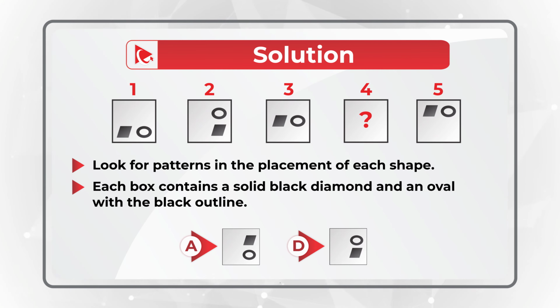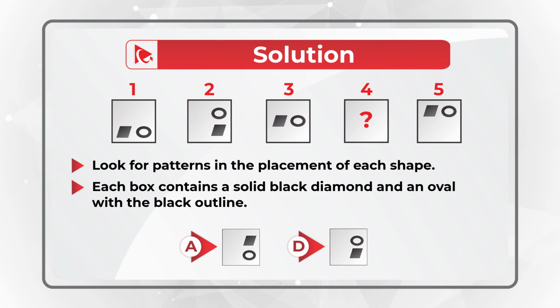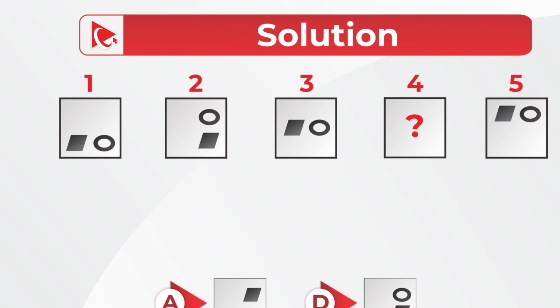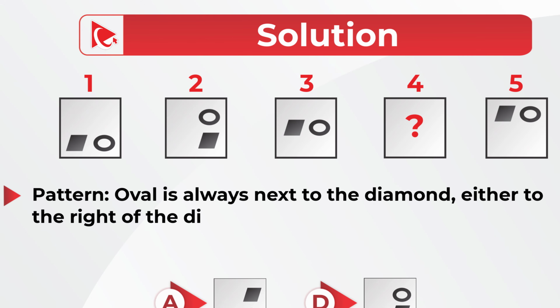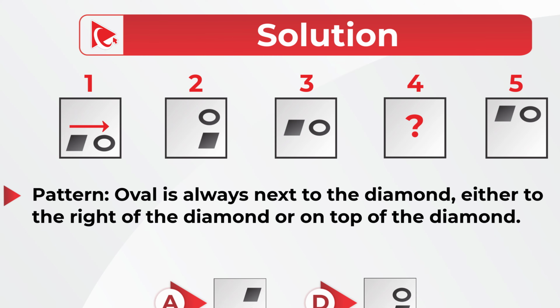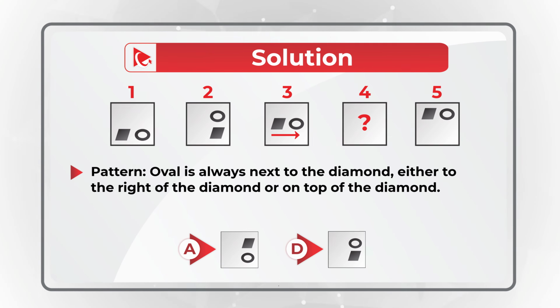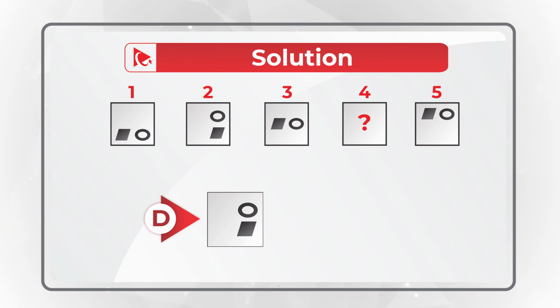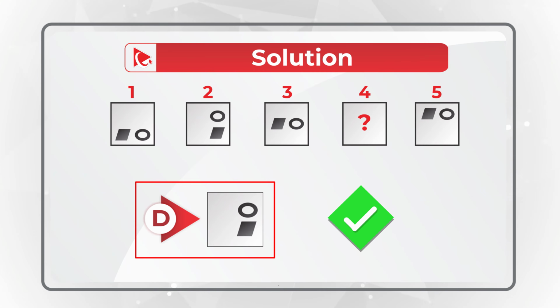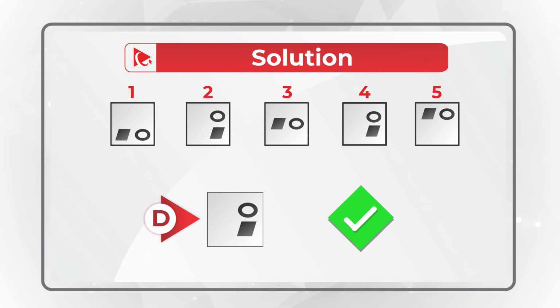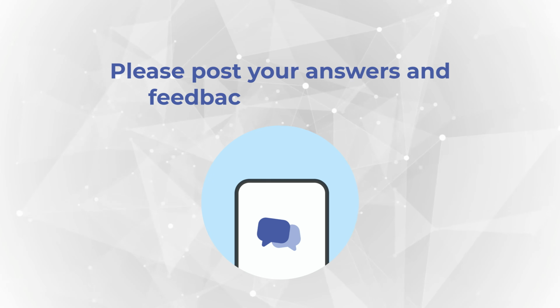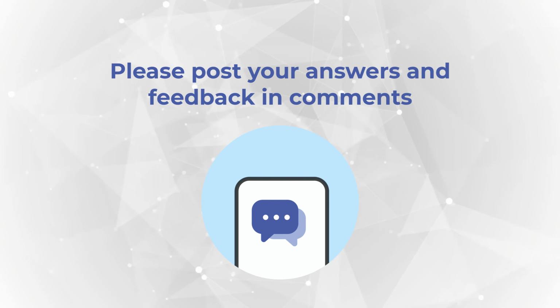To solve this puzzle and get to the correct solution, we need to detect the second pattern. And the second pattern is that the oval is always next to the diamond, either to the right of the diamond or on top of the diamond. Based on this information, the correct choice here is choice D. Hopefully you've nailed this question and now know how to answer similar problems on the test. But in case you need more problems with solutions, please make sure to check out the description of this video.